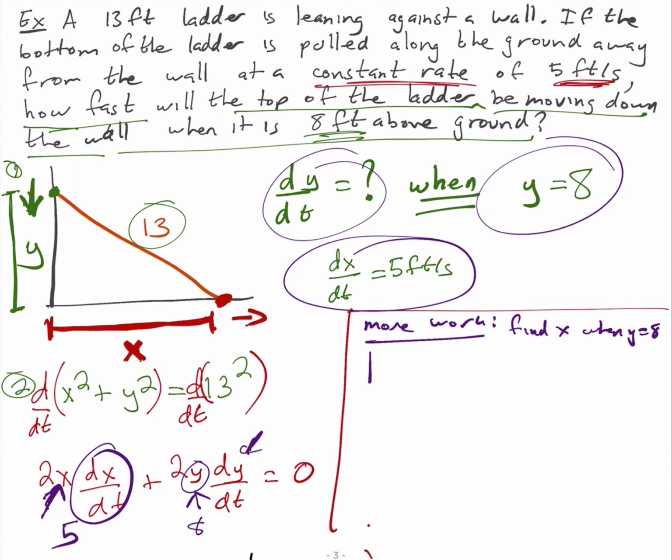Because I have a right triangle. If I know this is 8, this is 13, what is x equal to? It's the square root of 13 squared minus 8 squared, right? And what is that? 105, yep. Square root of 105. About 10-ish, yep.